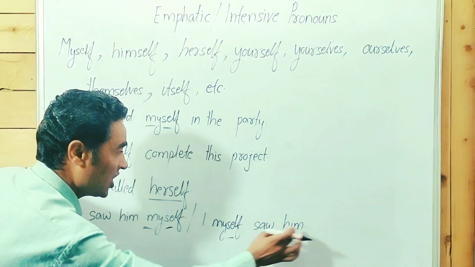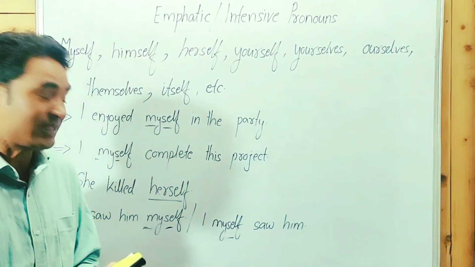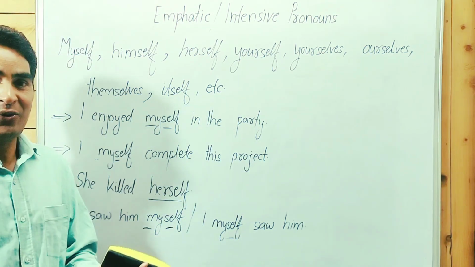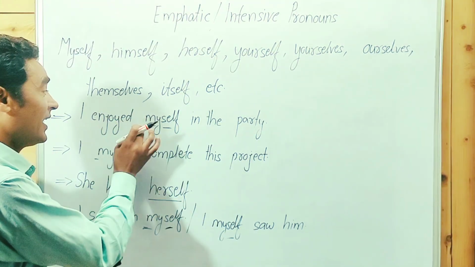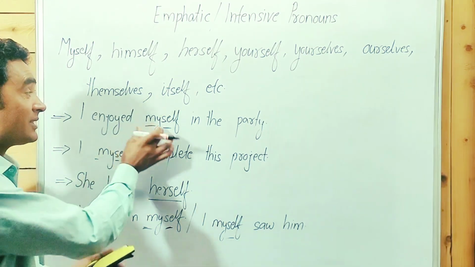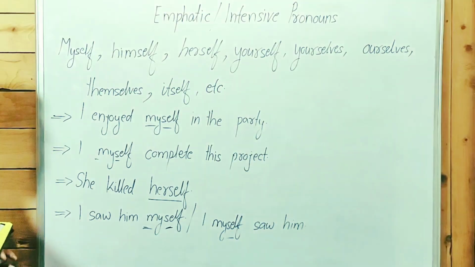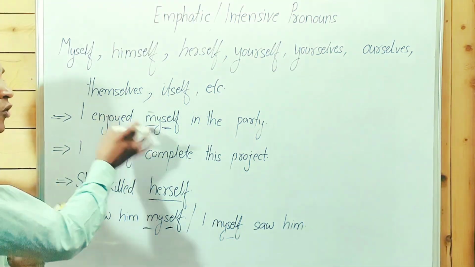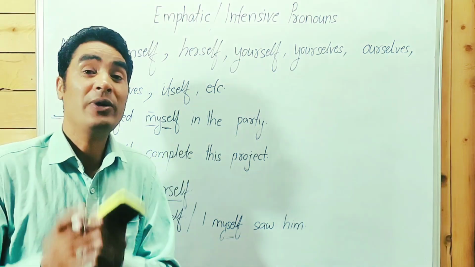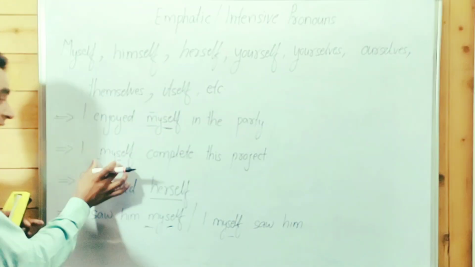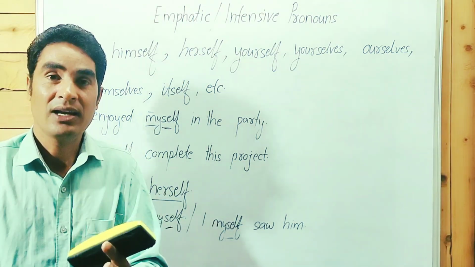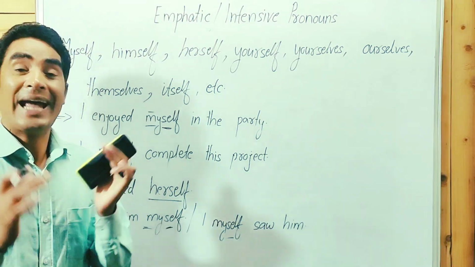I myself saw him. Both sentences are correct. Here, myself is an emphatic pronoun. I enjoyed myself. Here, at the end, after the verb, a self pronoun has been used, it means it's a reflexive pronoun. And second, if you remove a reflexive pronoun, the sentence will be incorrect. If you remove an emphatic pronoun, the sentence will be correct. The sentence will be grammatically complete and correct.